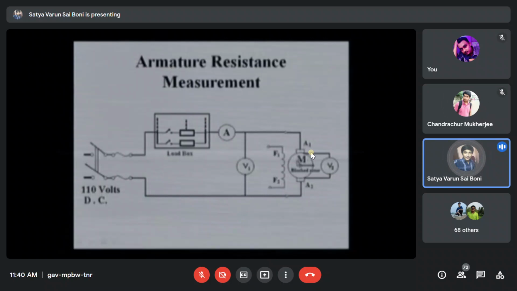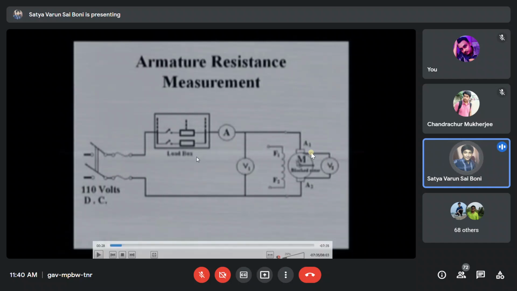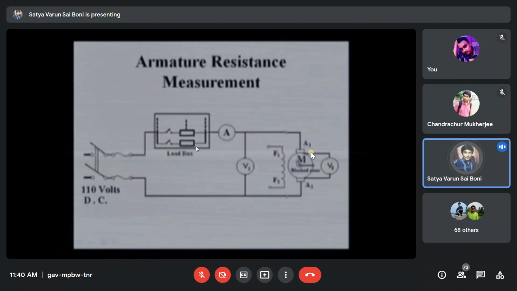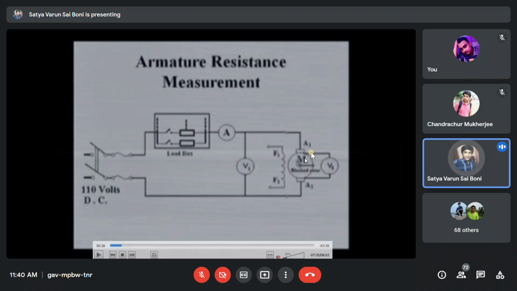See, there we are varying, means already I think you all understand what is there in the field resistance, so I am not telling that. In field resistance, normally we are varying voltage. In armature resistance case, we are varying current. That is the only difference. Okay. Here there is a motor.